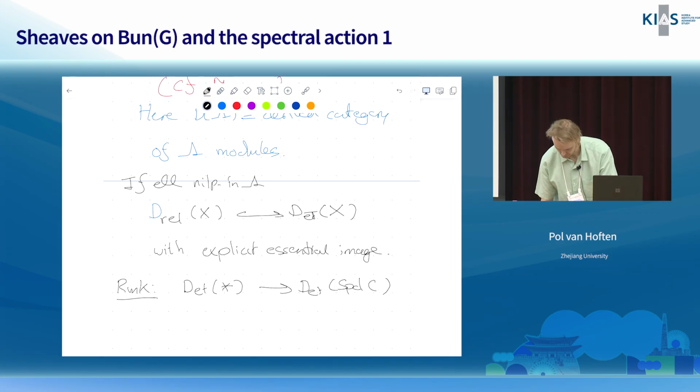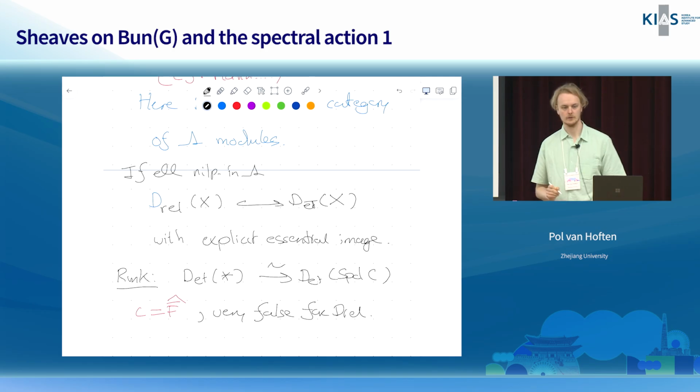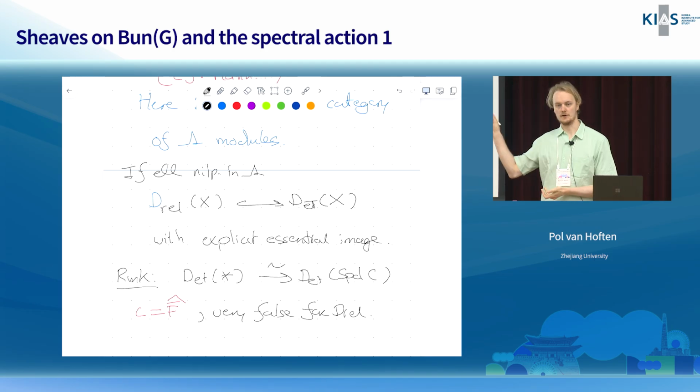Okay, so C is like F bar hat. And this is very false for D-rel. Okay, so it's not just a cosmetic thing, oh, we have to do something. Like there's a genuine difference, and this is what causes a lot of trouble for us later.